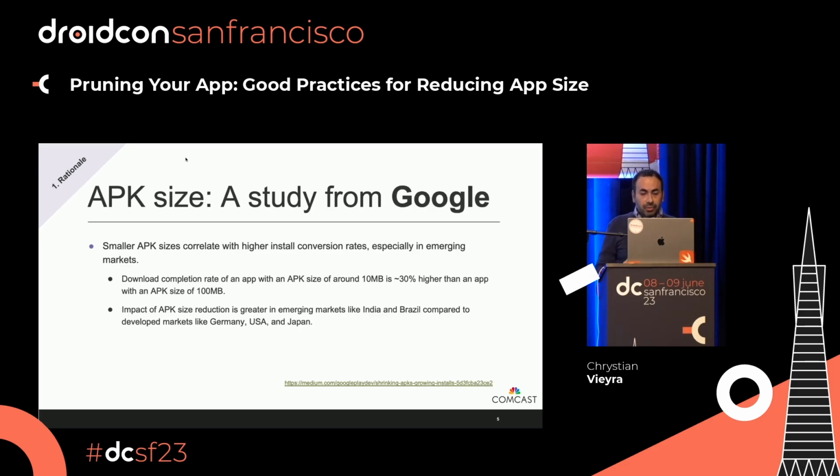The Google Play developer team did a study too, and they realized that smaller APK sizes correlate with higher install conversion. The download completion rate of an app with a download size of 10 megabytes is 30% higher than that of an app that is 100 megabytes. So users are more likely to download the smaller app than the larger app. And again, this is far more impactful in the developing world: India, Brazil, other developing countries, as opposed to here, for instance, in the US or Western Europe.